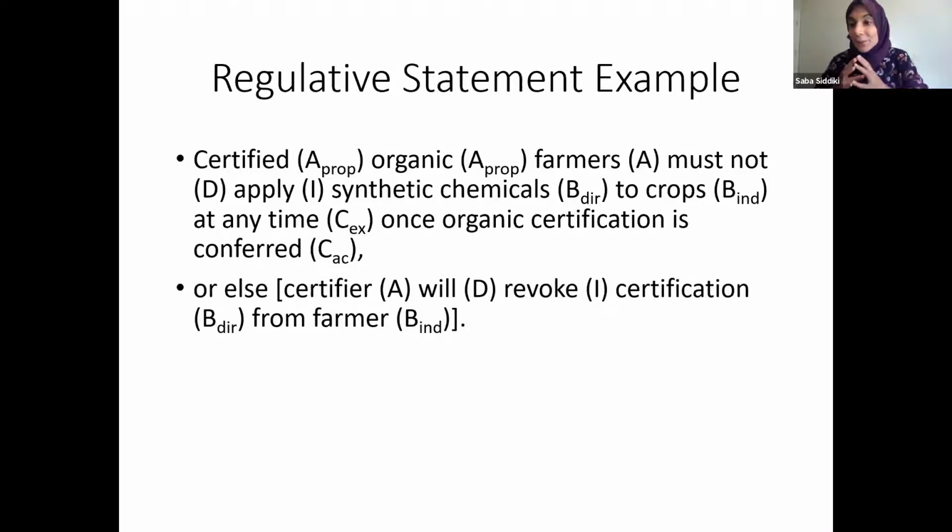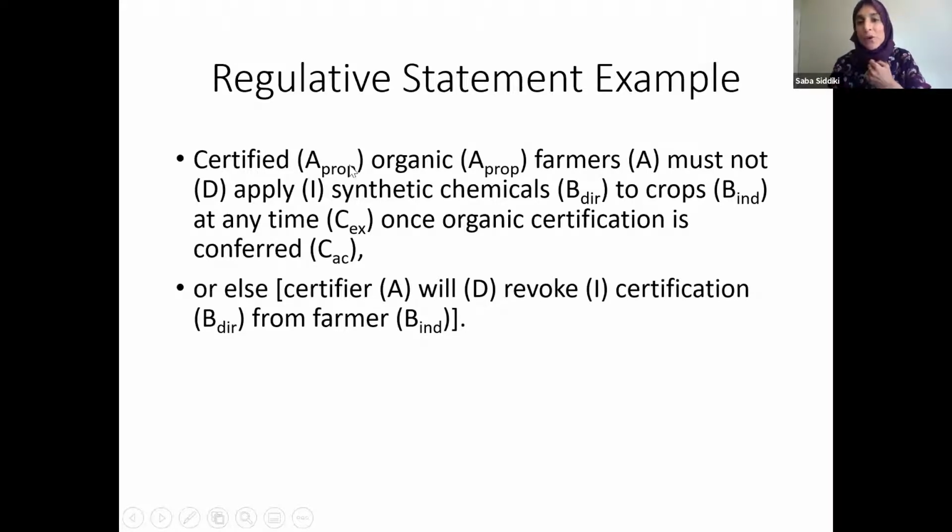And here is an example of a regulative statement that has been coded, drawing on the various refinements that I just presented in the previous slide. So certified organic farmers must not apply synthetic chemicals to crops at any time once organic certification is conferred, or else certifier will revoke certification from farmer.